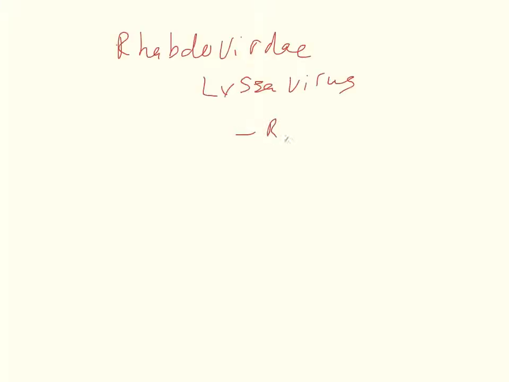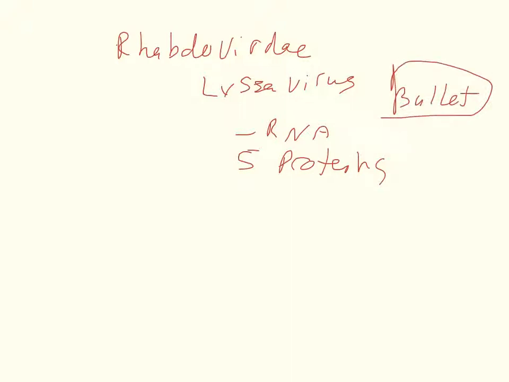It comes from the Rabies virus. It contains a negative sense RNA and 5 proteins. It's a bullet-shaped virus. That's not my best bullet, but it's a bullet-shaped virus. And the 5 proteins that it has are nucleoprotein, phosphoprotein, matrix protein, glycoprotein, and polymerase.